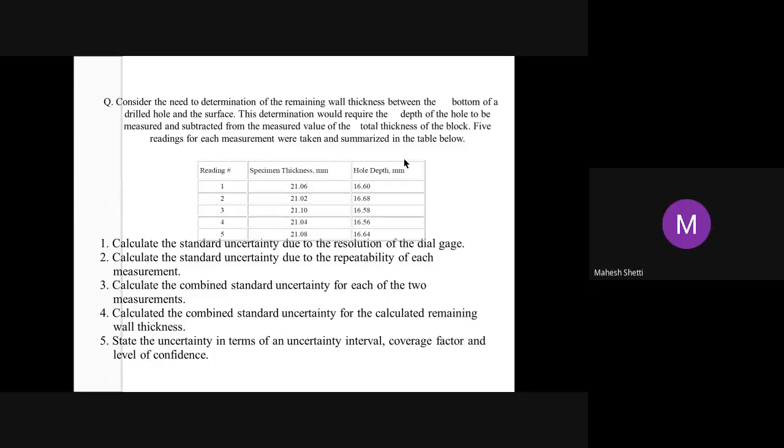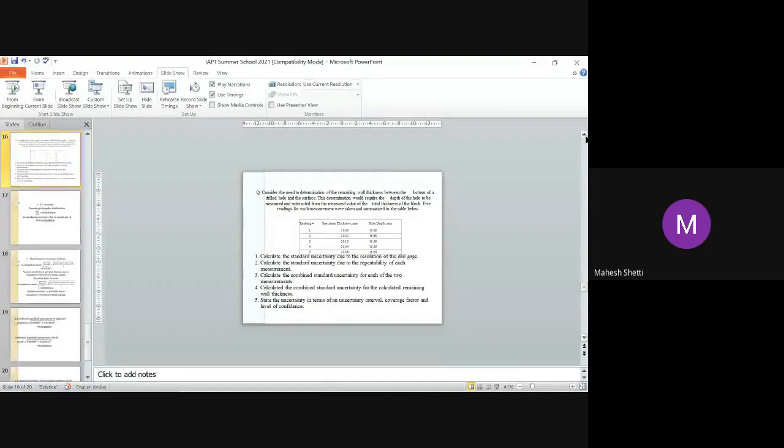There is one question in the chat. What is the meaning of expanded in expanded uncertainty? Yeah, so that is what I said. If I'm getting sigma, and I want to make it 4 sigma, then that is the expanded uncertainty.